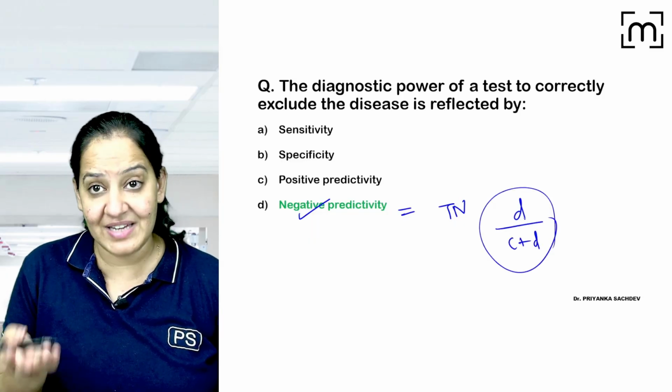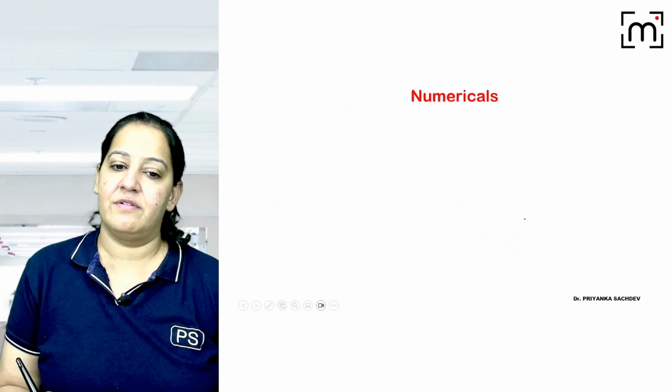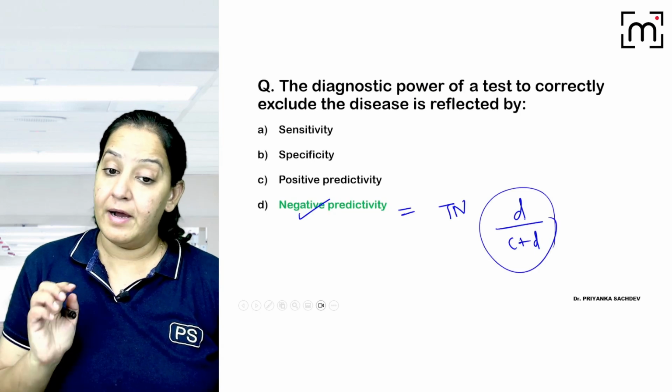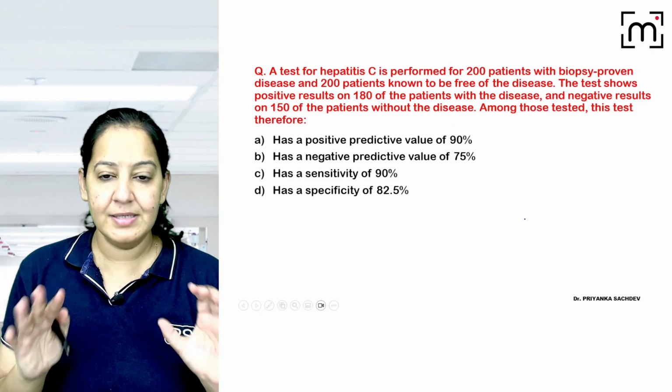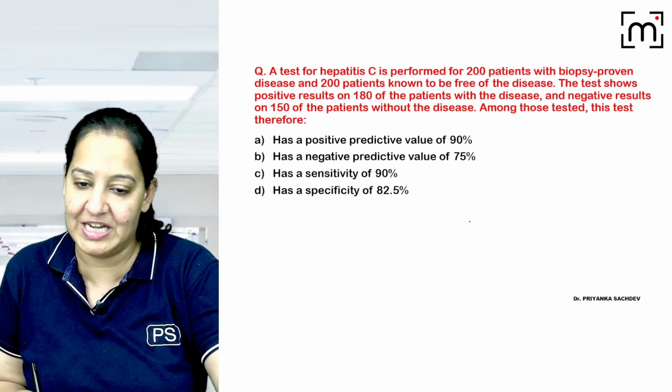Among all healthy, it is the diagnostic power to detect the true negative. That is the negative predictive value. Now we will solve one numerical based on these. See the question. In this question, I will help you how to make this table.